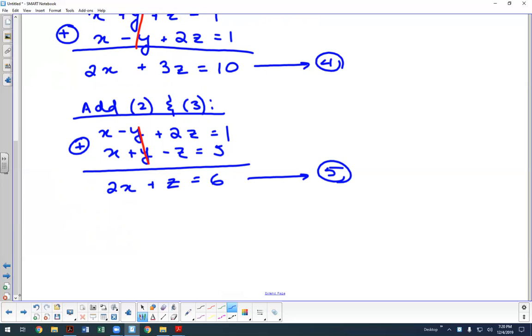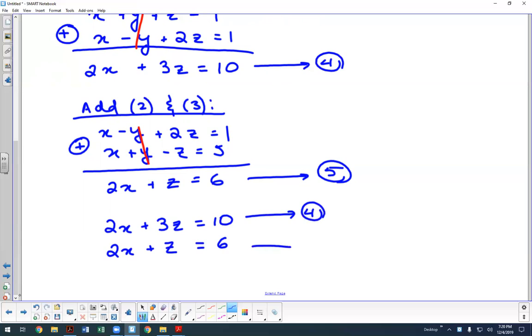So this was your step 1, which said reduce the problem to a system of 2 equations in 2 variables, which is what we have. 2x plus 3z equals 10. 2x plus z equals 6. This is our equation 4. This is equation 5. Okay?